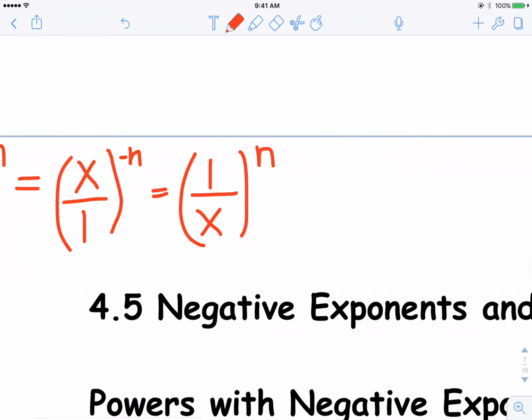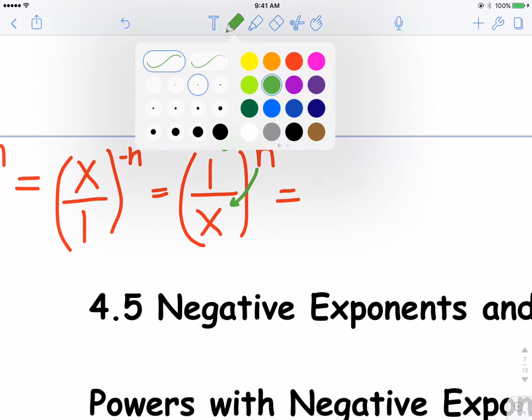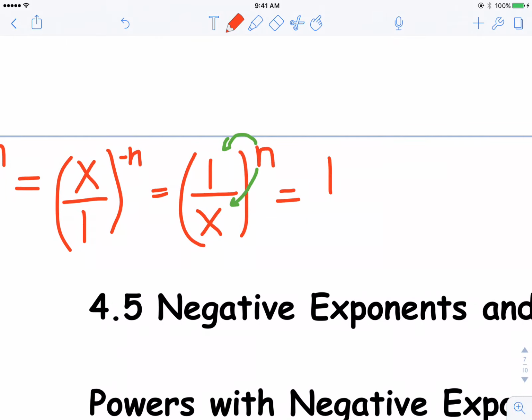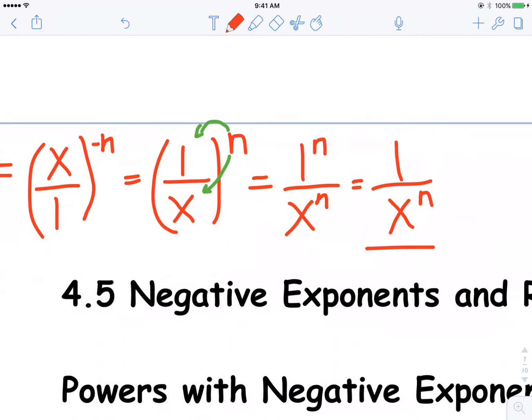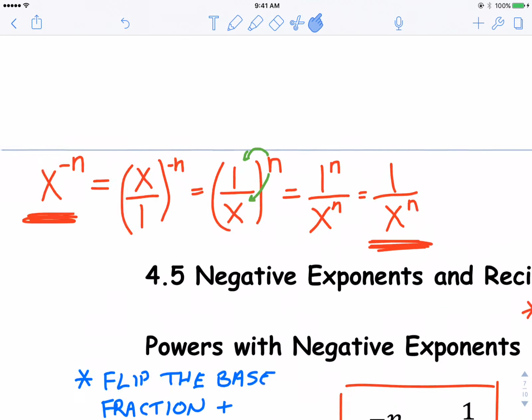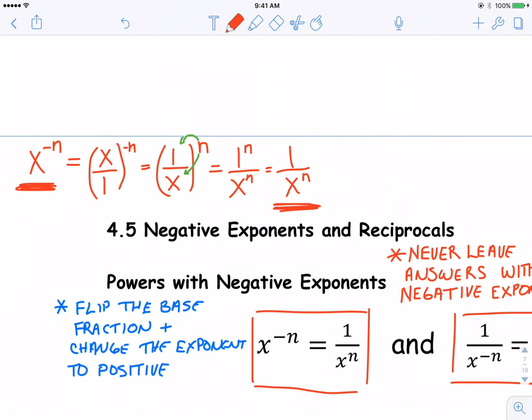And then if you remember from your exponent rules from grade 9, this exponent gets placed on both the numerator and the denominator by multiplication. So this becomes 1 to the power of n over x to the power of n. And 1 to the power of anything is actually just 1, so we never write the n. It's just x to the n. So you can see how we worked from x to the negative n through to 1 over x to the n, just like the rule specifies.